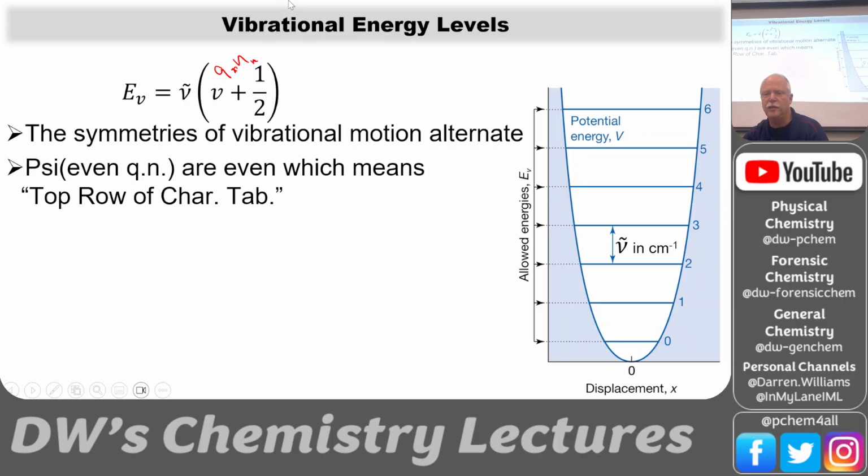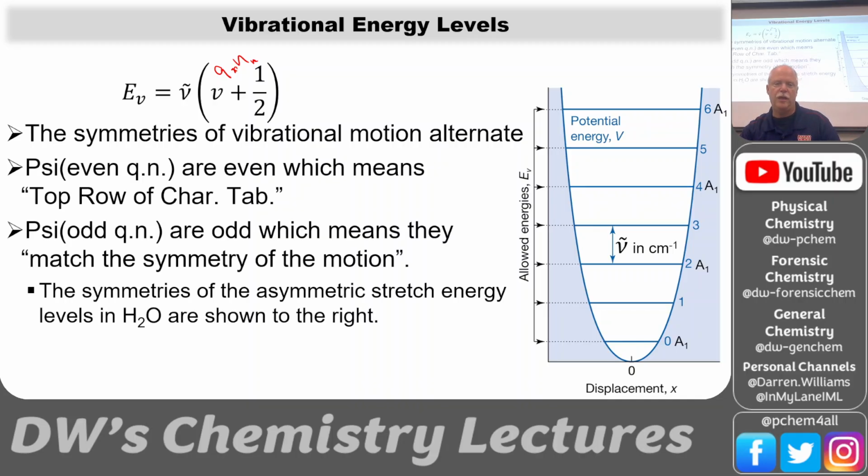I'm going to make them blink for you. So you see those are the top row, all the even ones. And then the odd ones are whatever that vibrational motion is, if it's a B1 or a B2 or whatever. So the odd levels are the symmetry of the motion. So if we're going to do the asymmetric stretch in water, where the hydrogens and the oxygen are stretching asymmetrically, then that's going to be a B2 motion. That's motion in the y direction.